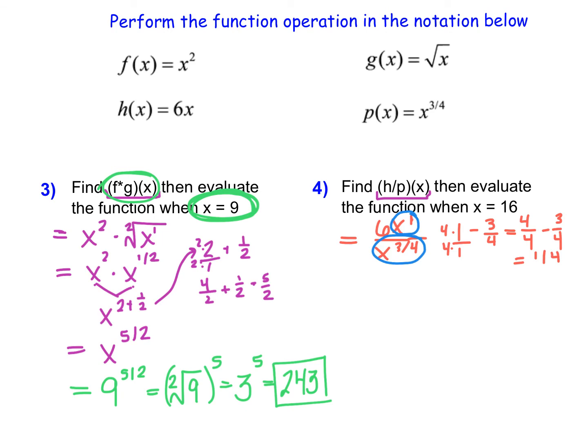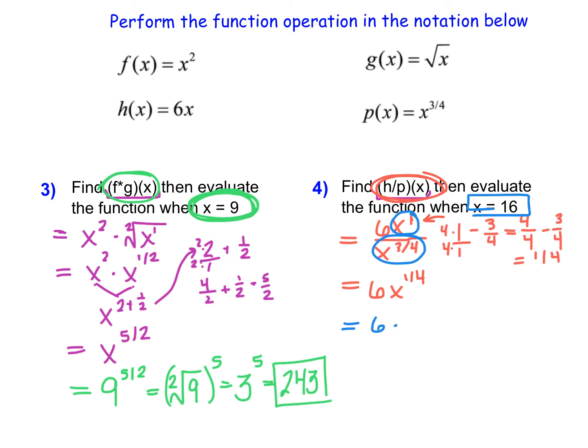Now remember that that x to the power of 1/4 is going to go in the numerator because 1 was larger than 3/4. So my simplified function in this particular case becomes 6 times x to the power of 1/4. So that's what this function notation asks us to find: take h of x, divide by p of x, and simplify as much as we can. Now we need to evaluate this for when x is equal to 16. So now we're going to replace x with 16.